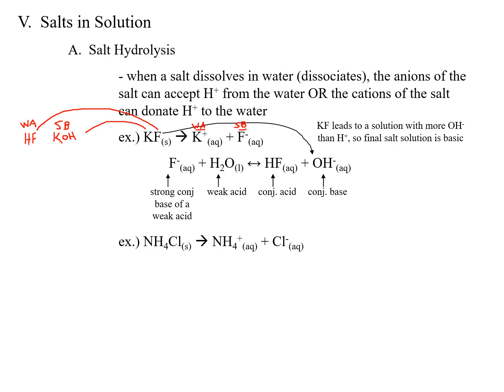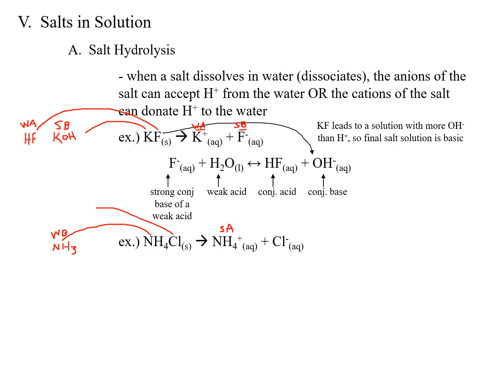So the NH4 comes from NH3. So NH3, is that a strong base or a weak base? Well, is it one of the 6 strong bases that we had to memorize? No. So this must be a weak base. And if NH3 is a weak base, that means that NH4 positive must be a relatively strong conjugate acid.